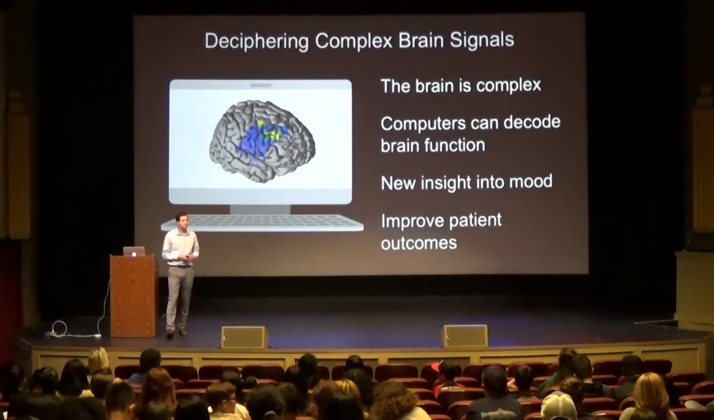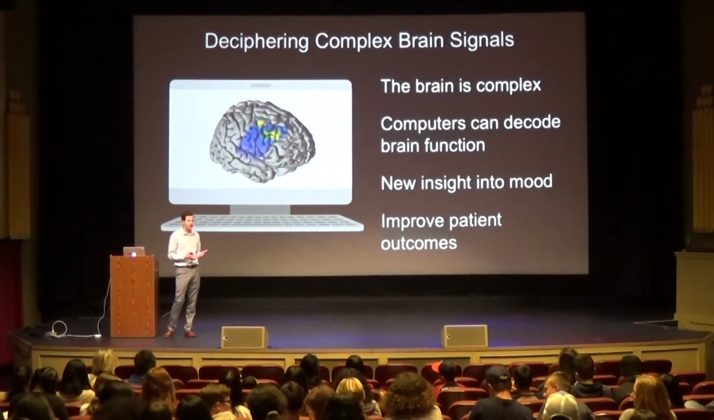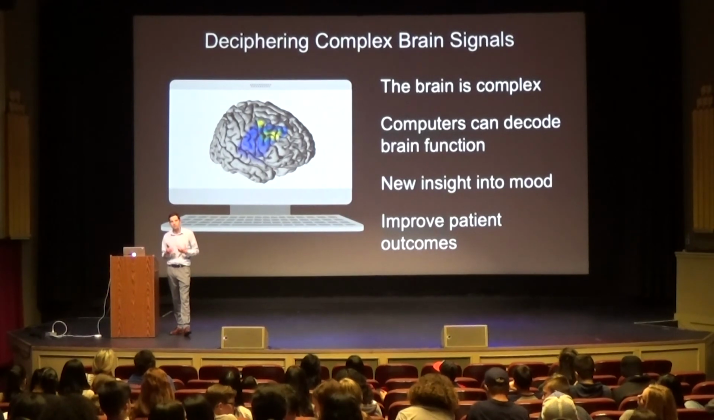So to wrap up, the brain is immensely complex. I hope you got a sense for that in this presentation. And it's so complex that we need computers, in some cases very large computers, to understand how the brain works and decode its functions. Through this research, we're gaining new insights into how emotions are represented in the brain and how mood comes about over longer periods of time. And ultimately, our motivation and goal is to improve the outcomes of patients that are affected by a brain disorder or otherwise in a hospital setting.